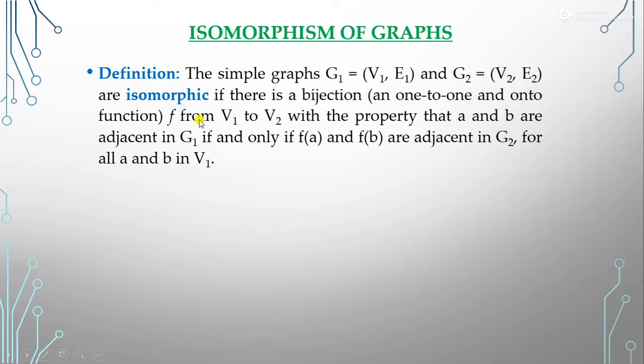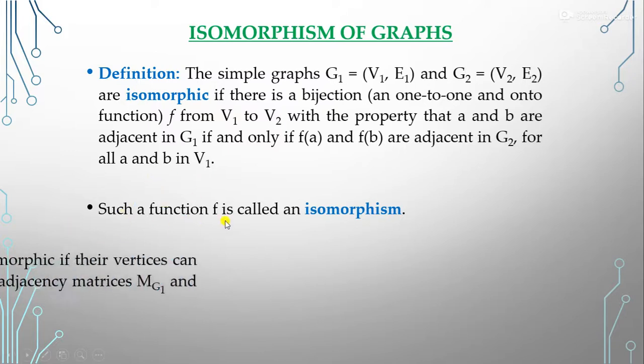So we take a function f from V1 to V2 with the property that A and B are adjacent in G1 if and only if f(A) and f(B) are adjacent in G2, for all A, B in V1. Such a function f is called an isomorphism.